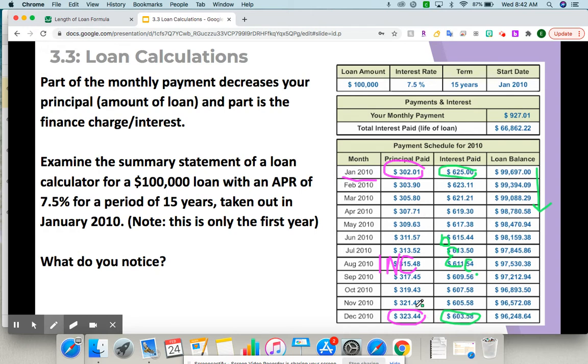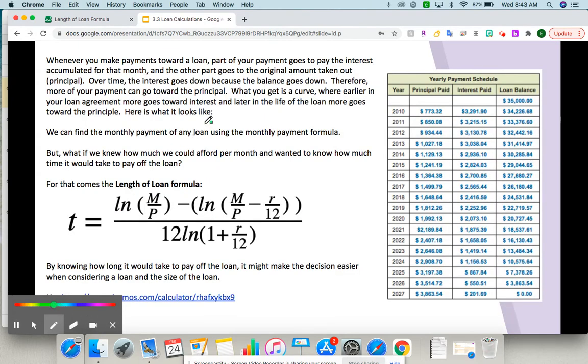Keep in mind that any extra that you would pay towards your loan on your monthly payment would go automatically towards your principal. And as we said in class, this is what can cause your overall interest of the loan to decrease. As stated on the previous slide, part of your payment goes to the interest accumulated for the month, and the other part goes to the principal of the loan. So what happens is you get a curve where earlier in your loan agreement, more goes towards the interest, and later in the life of the loan, more goes towards the principal.